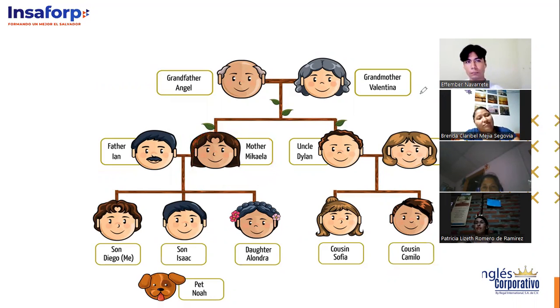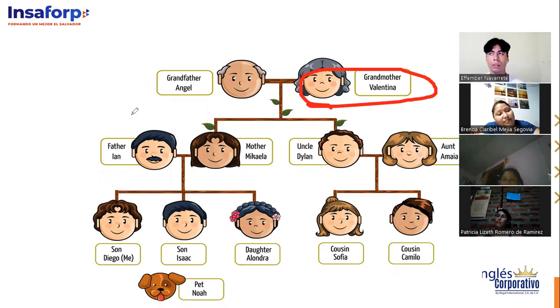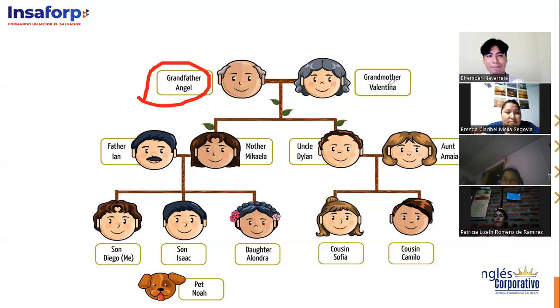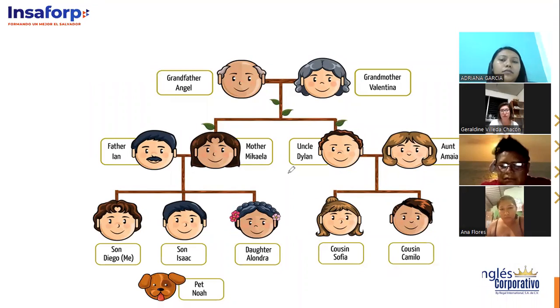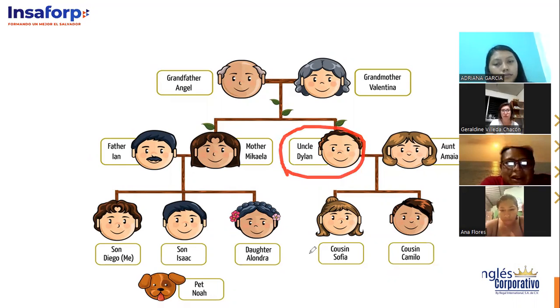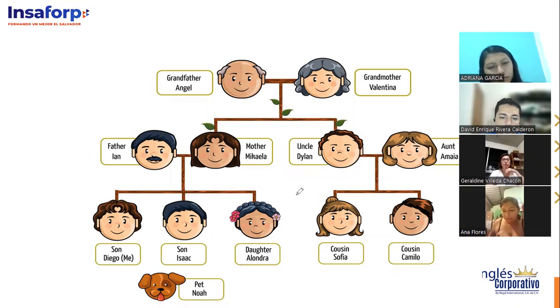Brenda, what is your grandmother's name? My grandmother's name is Julia. Julia. Okay. What is your grandfather's name? My grandfather's name is Lorenzo. Norma, what is your uncle's name? My uncle's name is Abelio. Okay. Excuse me, a question. Can I say his name too, Abelio? Yes, of course. Okay. Thanks. You're welcome.